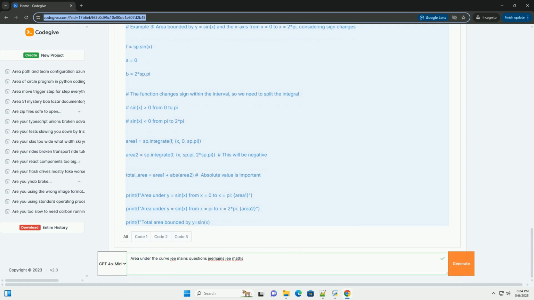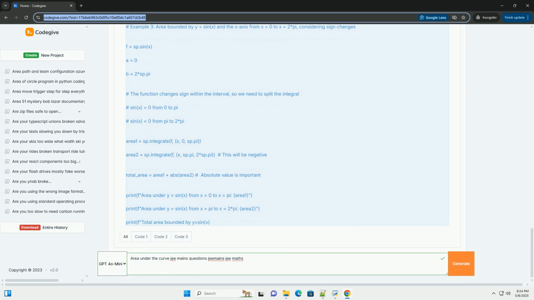4. Find the area of the region bounded by y equals ln x, y equals 0, x equals e. 5. GMain 2023, the area of the region enclosed by the curves y equals x² and y equals square root of x is. 6. GMain 2022, find the area of the region bounded by the curves y² equals 4x and x² equals 4y.